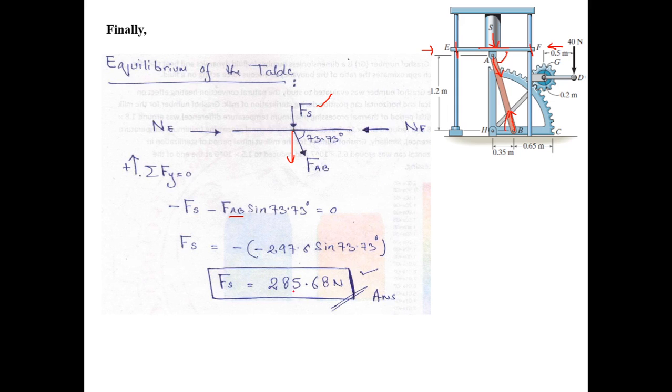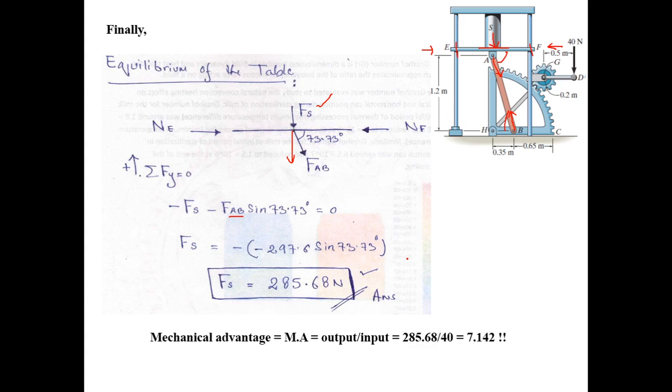So Fs is 285.68 Newton, right? And you see that since this Fs is a compressive force and we have assumed it to be compressive here, the sign is positive, right? So 285.68, we have assumed the correct direction, downward, compressive, towards point A. So 285.68 Newton is the compressive force that this machine exerts on this cylinder S.